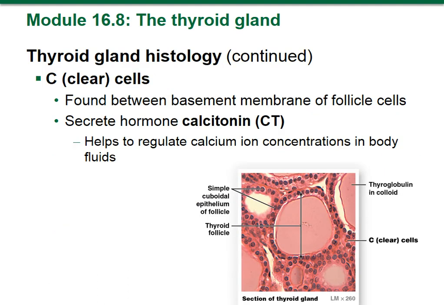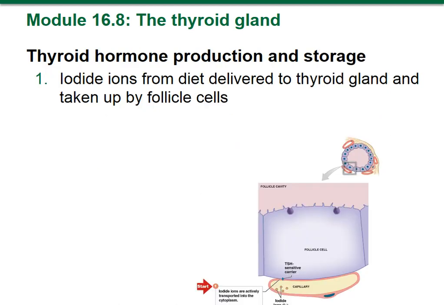Some important cells that you'll find in the thyroid gland are the C cells. We call them C cells because it stands for clear cells. They secrete calcitonin. That helps regulate calcium ion concentrations in the body fluids. That's another one you'll be remembering.